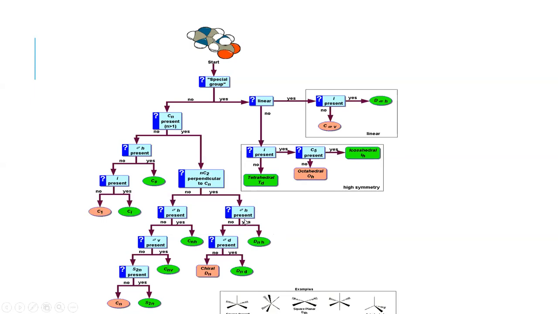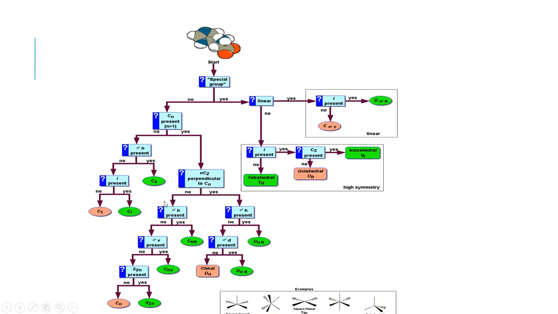If there is no sigma H present, then you have to verify if there is a sigma D present. If yes, then it is DND. If sigma D is also not present, then it should be DN. If it is DN, there is a chance that it can be chiral. And if at all there are no NC2 axes perpendicular to the CN, you have to go to the left side.